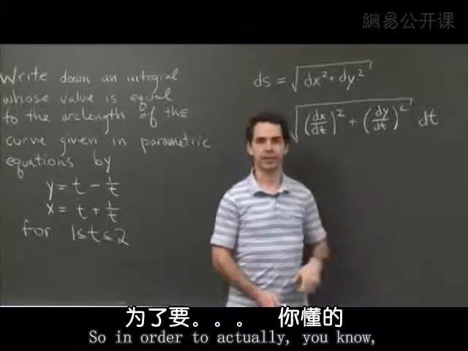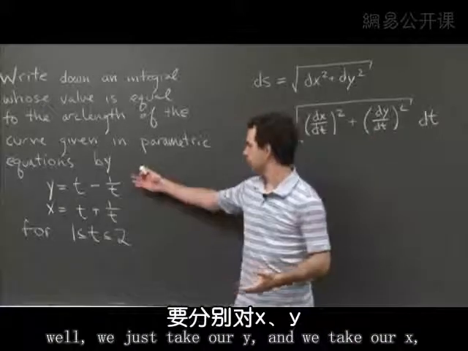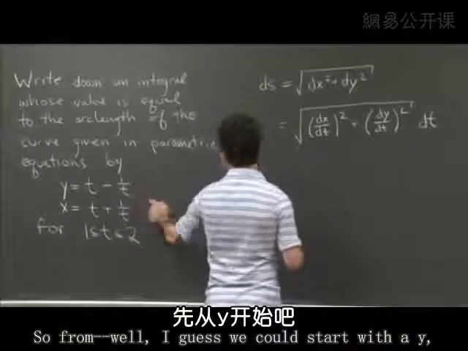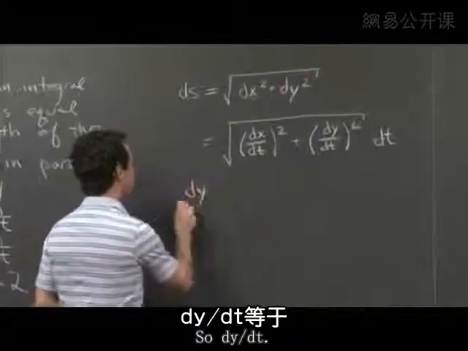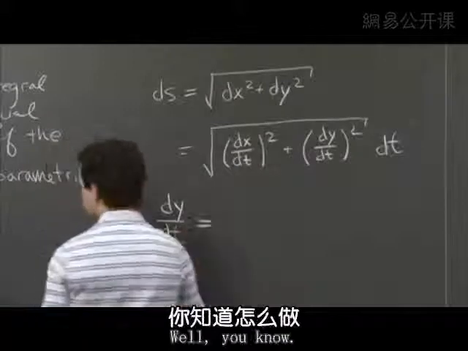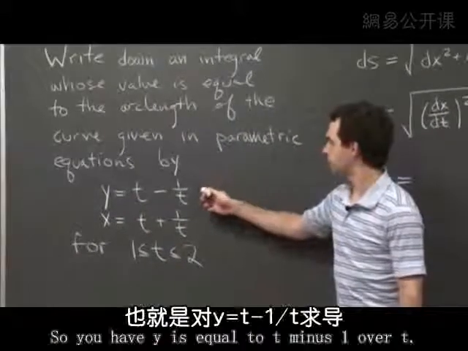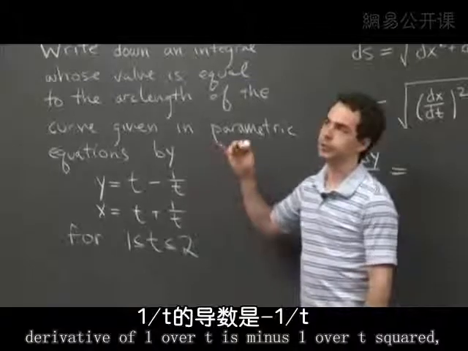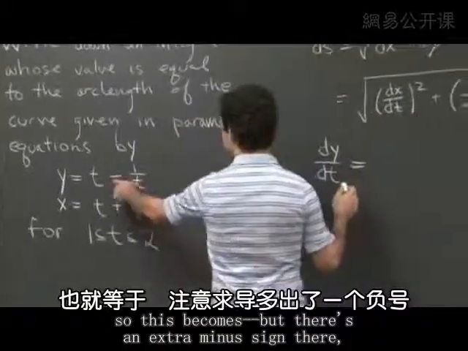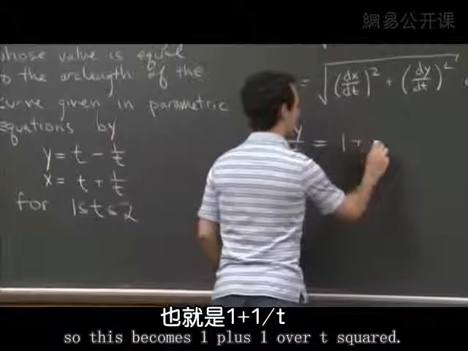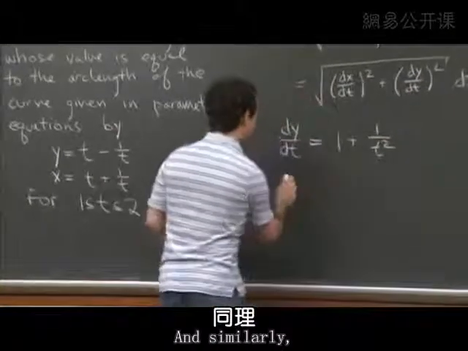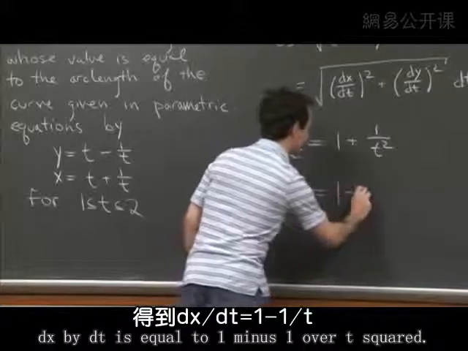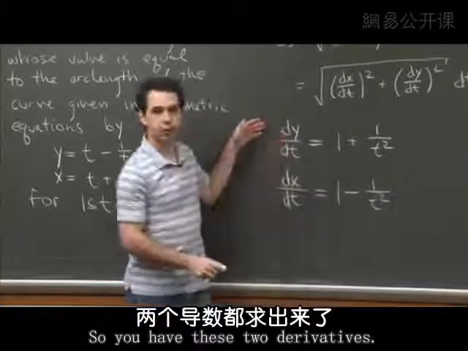In order to actually compute with this formula, we take our y and our x and take their derivatives. Let's start with y since it's on top. So dy/dt: y is equal to t minus 1 over t, and you take a derivative of that. The derivative of t is just 1. The derivative of 1 over t is minus 1 over t squared, but there's an extra minus sign there, so this becomes 1 plus 1 over t squared. And similarly, dx/dt is equal to 1 minus 1 over t squared.